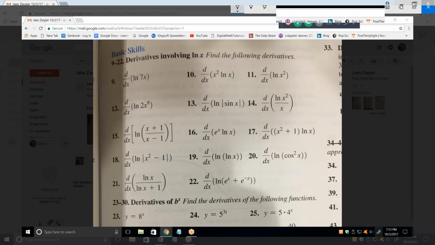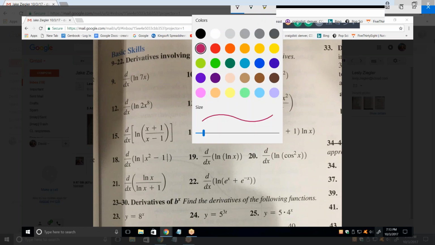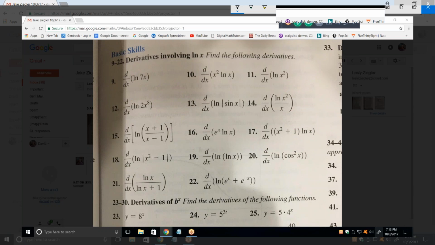So what else? I mean, we can just go in order if you want. Yeah, I just don't get 15 either, though. I don't know how to do that. Which one? 15. 15? What rule are we going to apply? Is it quotient then? Okay. Chain? So it's the chain first, because we're going to take the derivative of the outside, right?